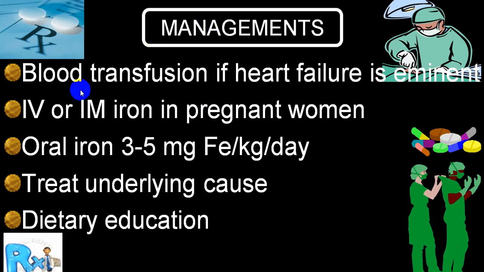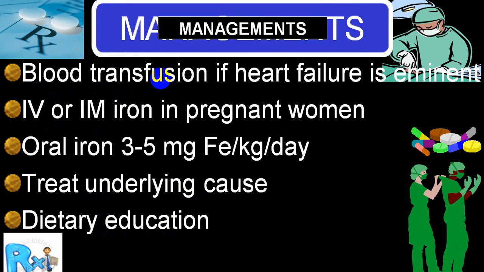As far as management is concerned, in case of iron deficiency anemia, you can replace iron in a pregnant woman in parenteral form, mainly by IV. Intramuscular is very rarely utilized. Mainly IV is utilized. Oral iron can be given at 3 to 5 milligrams per kilogram per day. If possible, treat the underlying cause, diet modification, and if required, then only blood transfusion.